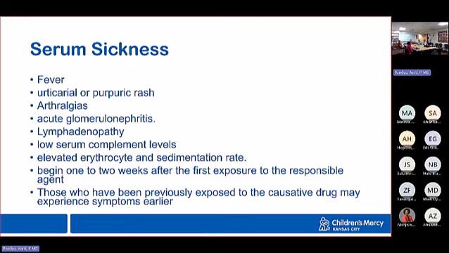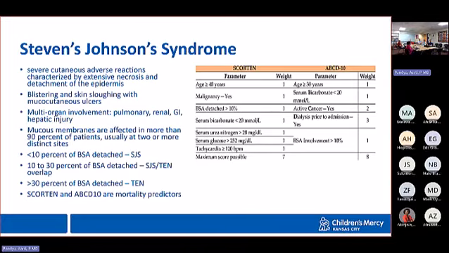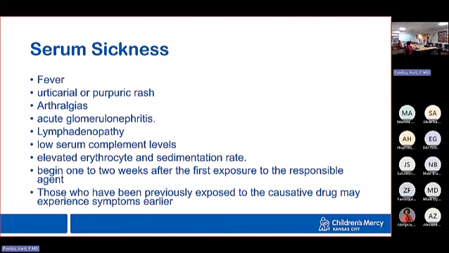Here, if we have labs that are performed, you could demonstrate a low serum complement level. You could have elevated CRP and ESR. This can begin 1 to 2 weeks after exposure. However, in individuals who've been previously exposed, the symptoms may happen as quickly as a few days. I should say one last point before I transition to SJS. There's no standard diagnostic criteria as of this time in 2025 as it relates to serum sickness, so it's still more of a global clinical diagnosis that we make.